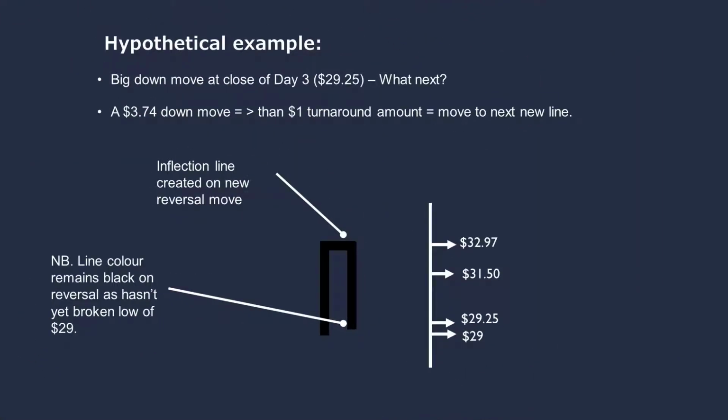Then what happens is we get a big down move, so going against the trend. So what happens next? Well, that $3.74 move was actually greater than the $1 turnaround point, so we move to a new down line, and that's where the inflection line gets drawn at the top of that high, and then that creates the new down line. So we draw that all the way down to where the price closed at $29.25.